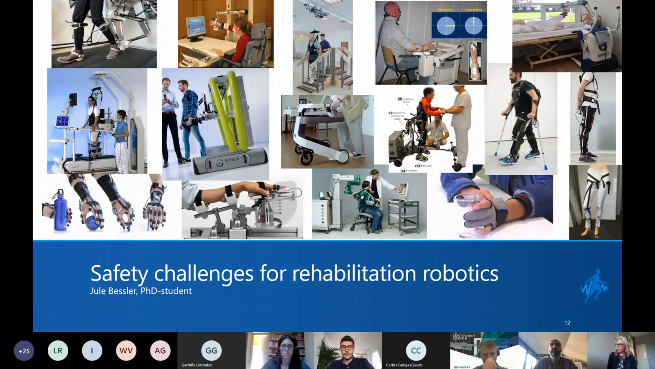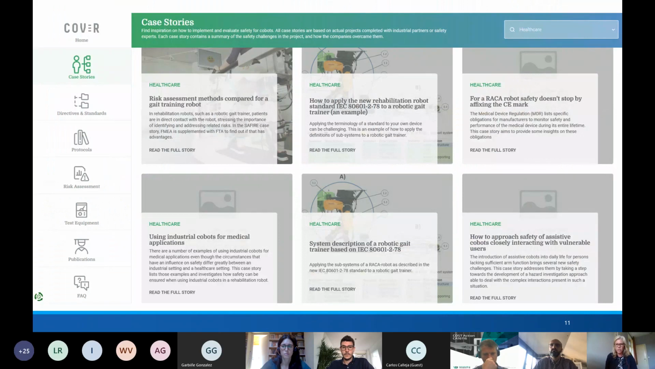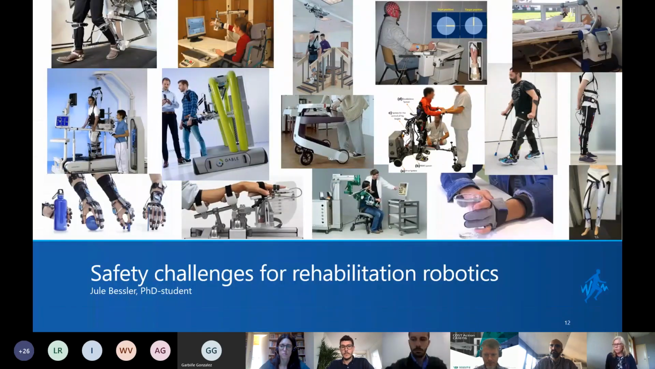And like you could see, here are a number of healthcare examples. Of course, there are a lot of other examples from other domains as well. But it's also clear during the process of the COVR project that the healthcare domain is the domain where a lot of information is also still missing. So there are a lot of safety challenges out there still that are really not that clear on how to address. So there's a lot of research work to be done as well. So we have one PhD student at RRD, Jule Besle. She's doing research on this particular topic.